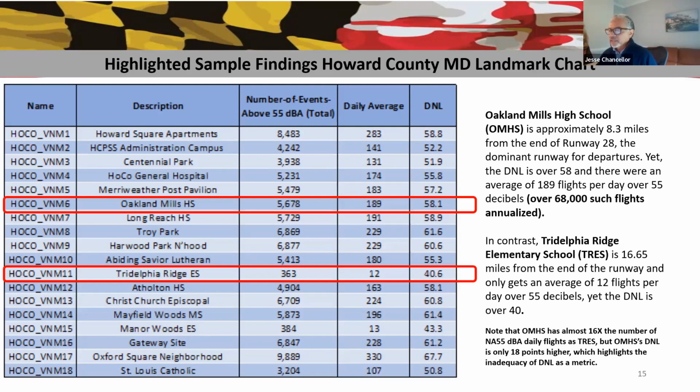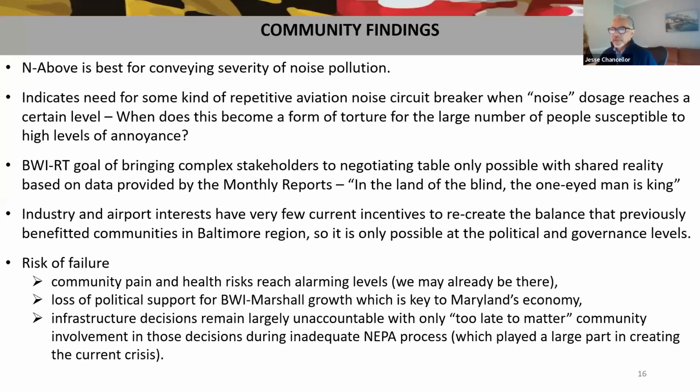So given the fact that there would be over 68,000 flights annually over the first location and very few, relatively speaking, over the second, it just shows the DNL doesn't actually capture what's happening in our community. And in fact, in general, it's just not an accurate measure or metric. Next slide, please, and then we'll wrap this up.